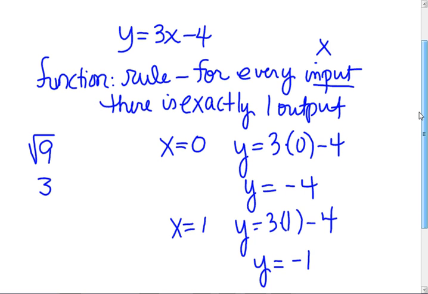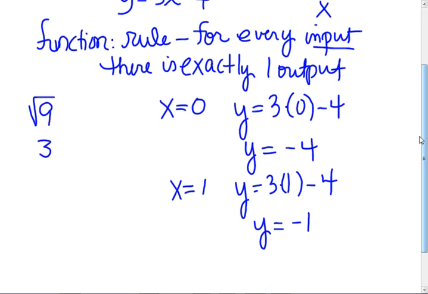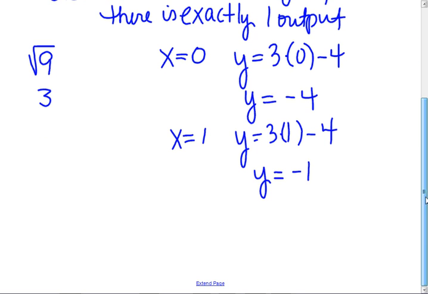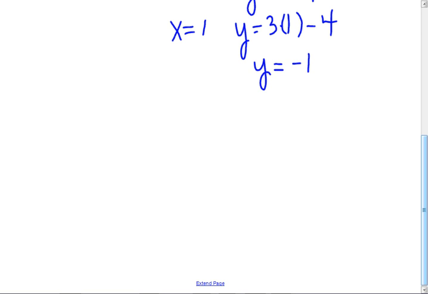You guys, the problem with this is I have to specifically say x equals 0, y equals negative 4. So somebody made up a notation, and it's called function notation, and it's f of x. So instead of y, we're going to call that f of x. That's the rule. That's the name of this rule.